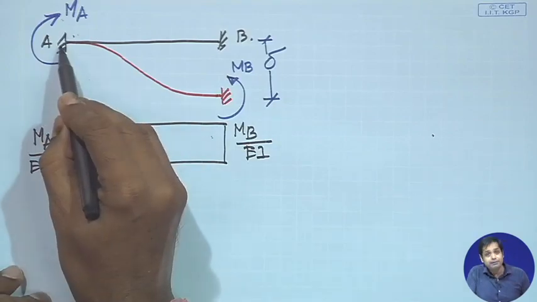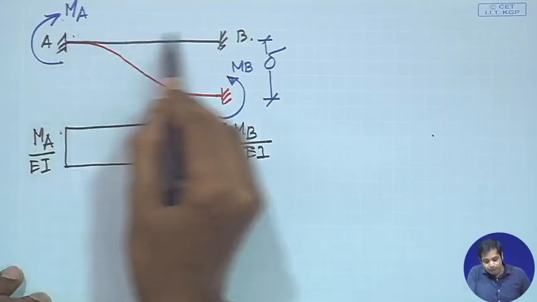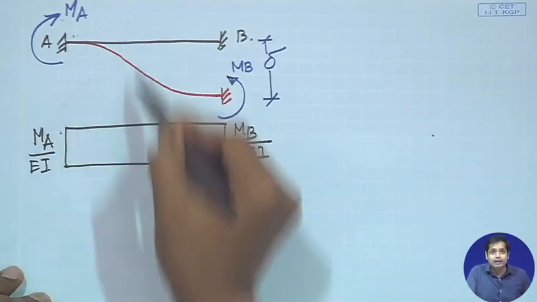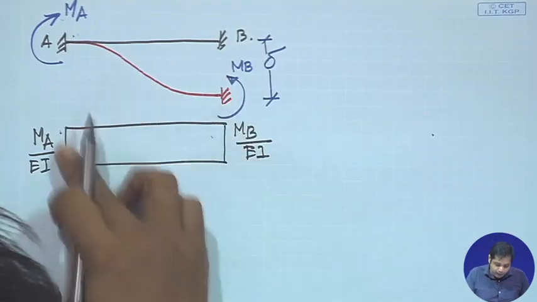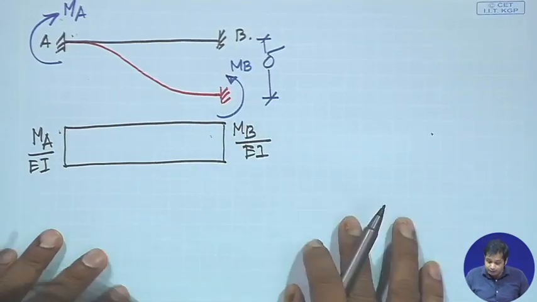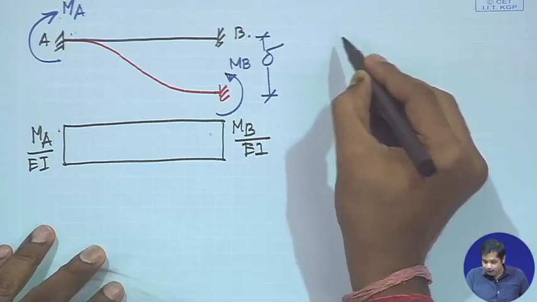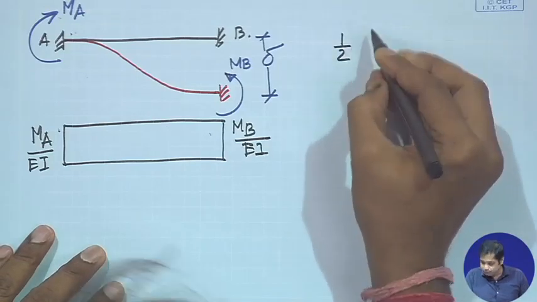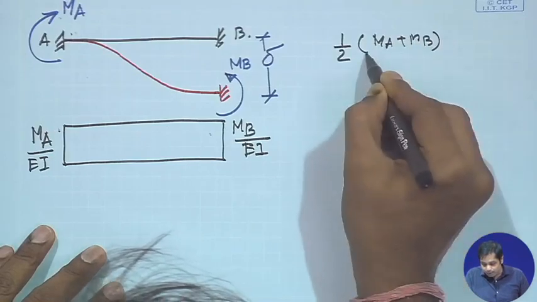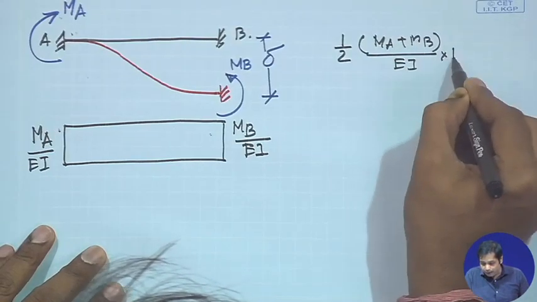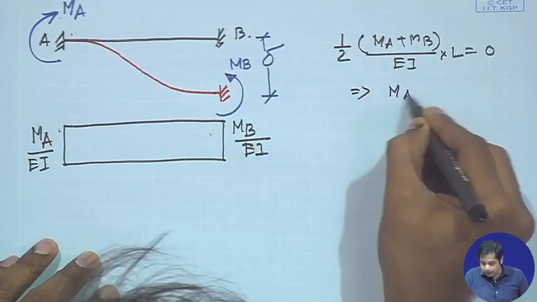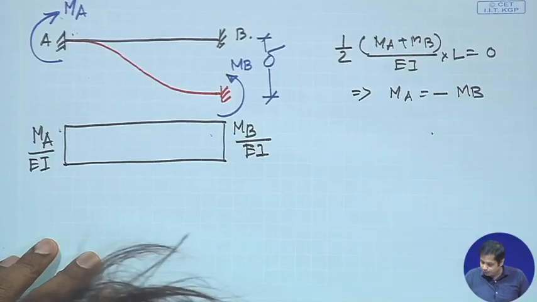Now, you see this is a fixed support, so the slope is a horizontal line here, and this is again a fixed support, the slope is a horizontal line here. There is no relative rotation. So, the area of this bending moment diagram should be equal to 0. Now, the area of the bending moment diagram is half into MA plus MB by EI into L, that is equal to 0. Okay. So, this gives us MA is equal to minus MB. Okay.